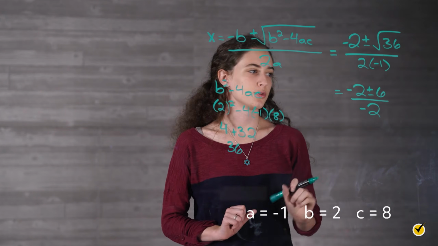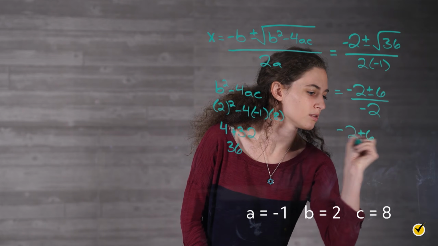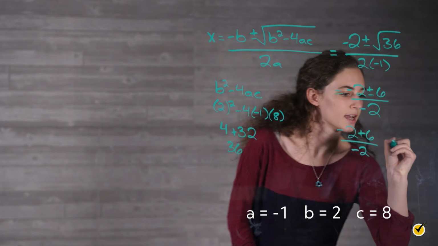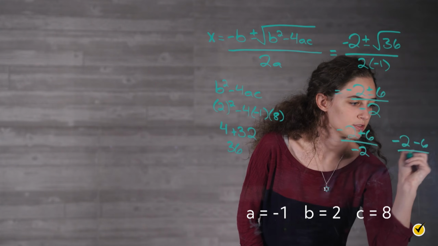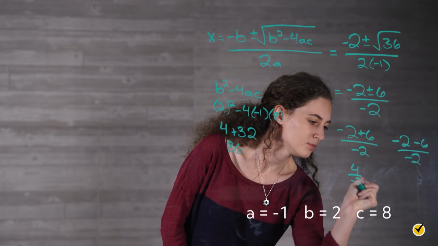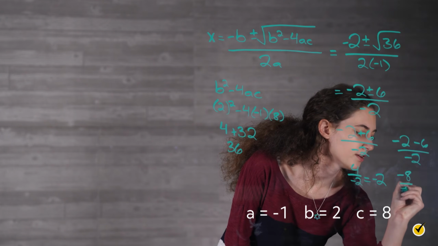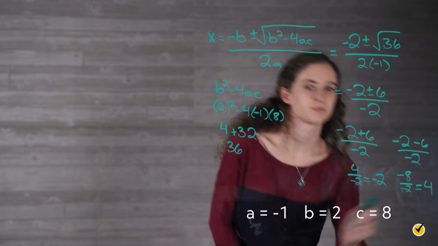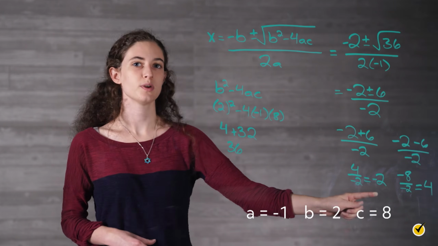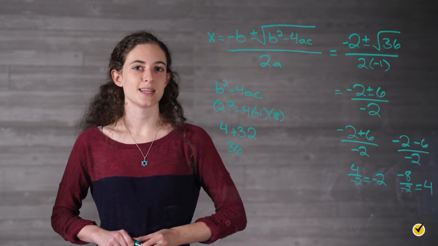Now we're going to split it into 2 equations. We have negative 2 plus 6 over negative 2, and negative 2 minus 6 over negative 2. This one is equal to 4 over negative 2, which is negative 2. This one gives us negative 8 over negative 2, which is equal to 4. So x equals negative 2 and x equals 4. We've seen all 4 quadratic equation solving methods in action.